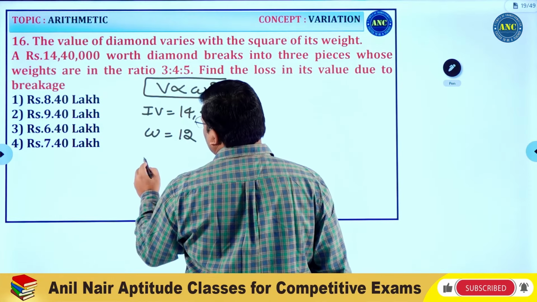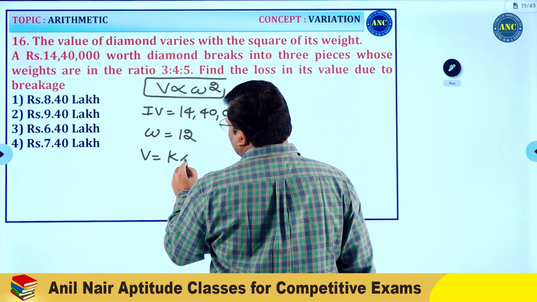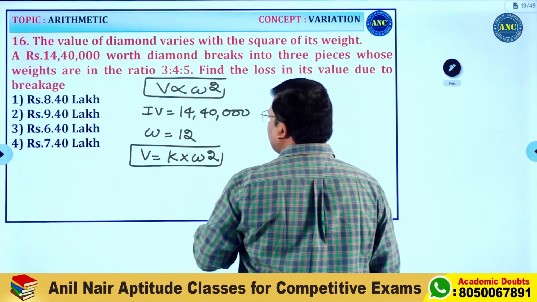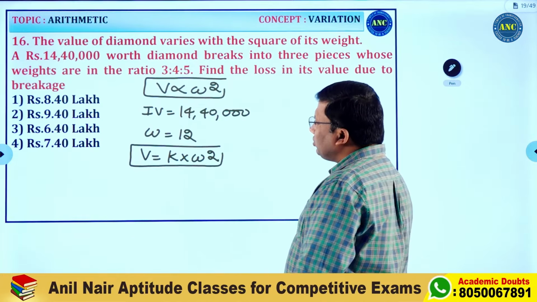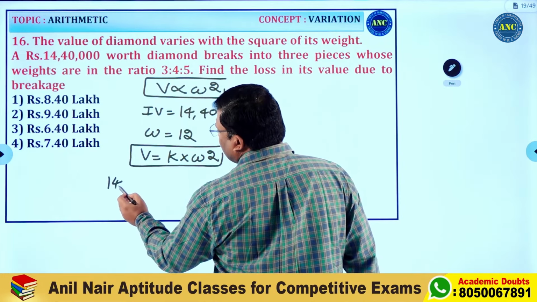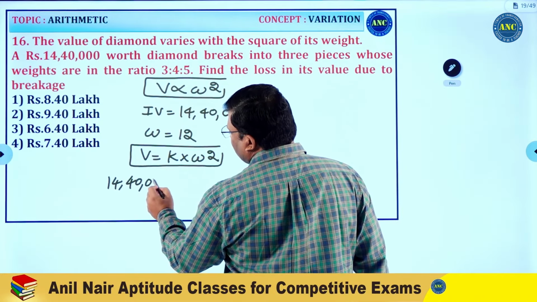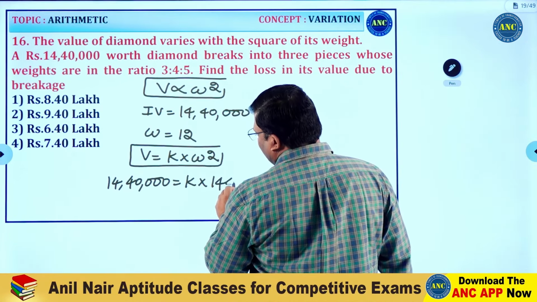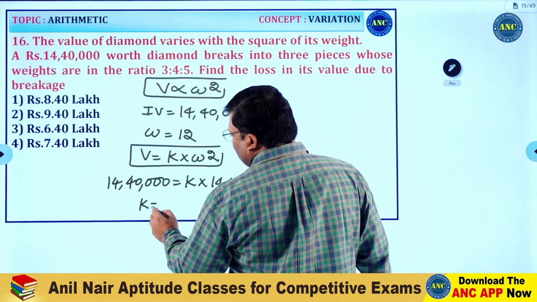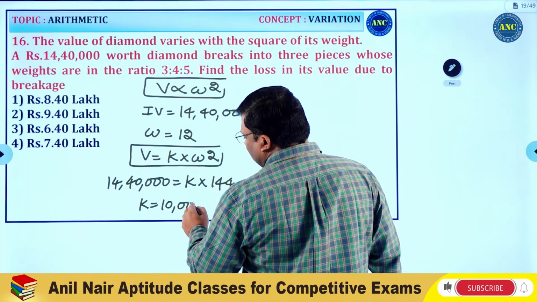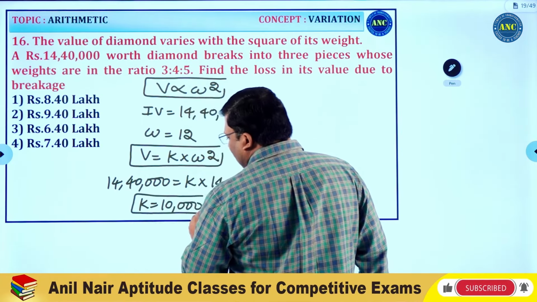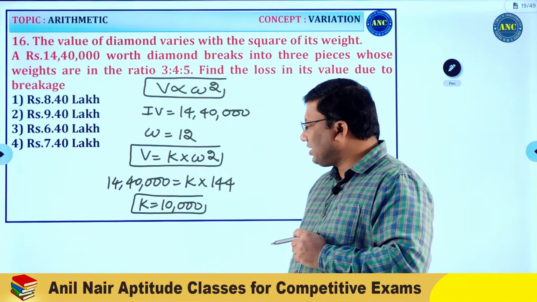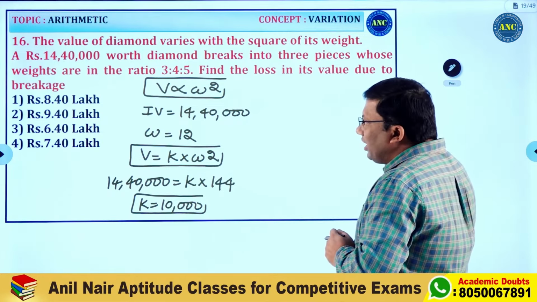Let us find out the value of the constant. Removing the proportionality, it is V equals k into W square. V is 14,40,000, W is 12. 12 square is 144, so the k value is 10,000. Till here I hope the idea is clear. K is 10,000. What has happened?